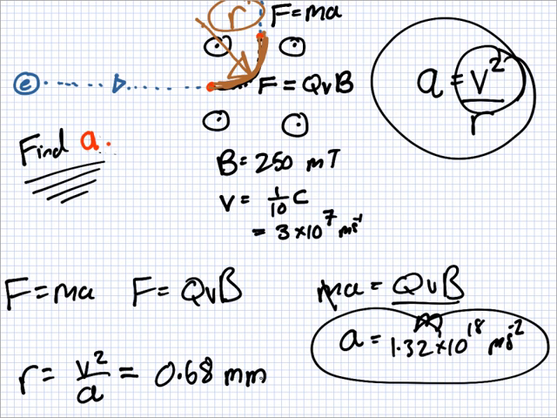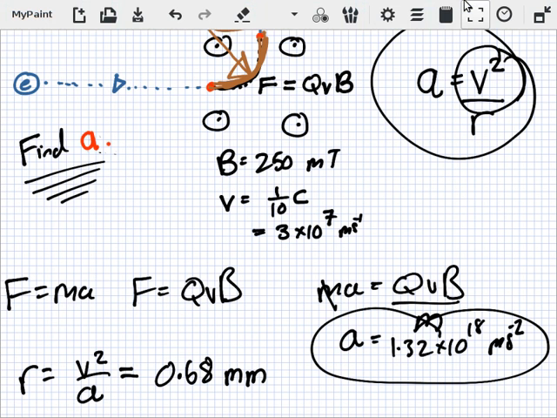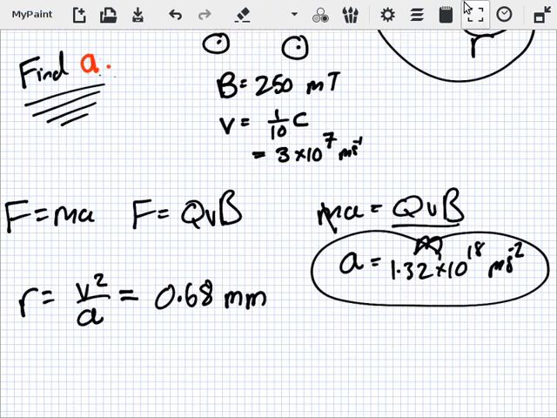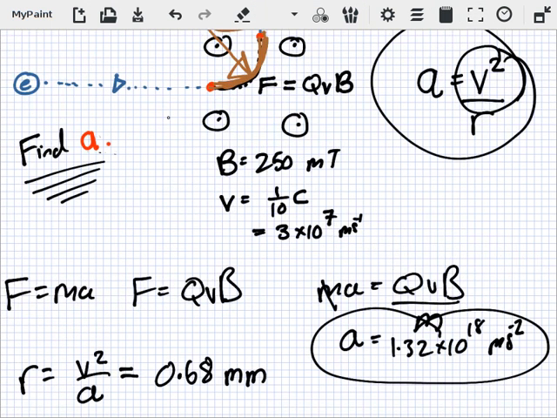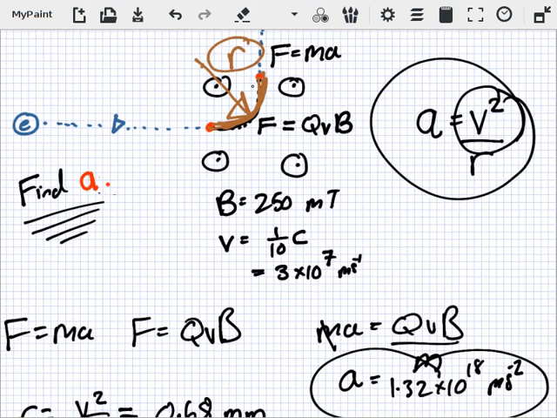Can you draw that situation for us because I couldn't imagine that circle. I've drawn it here. So it just means that this is 0.68 millimeters.